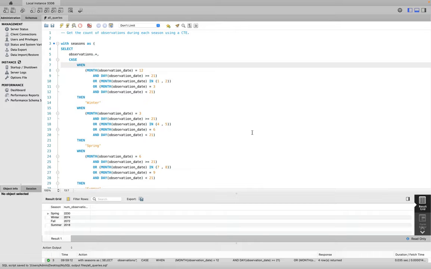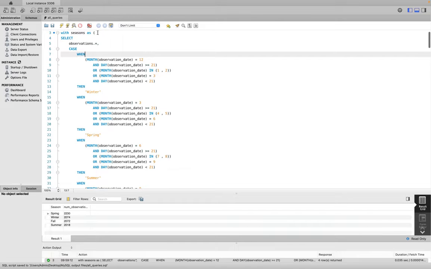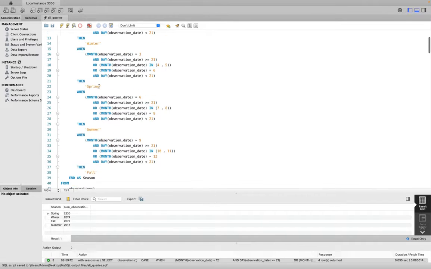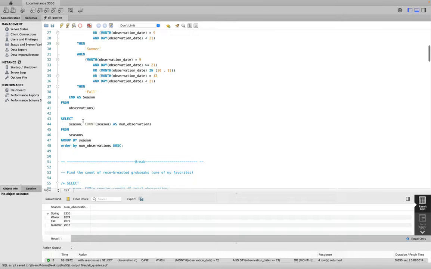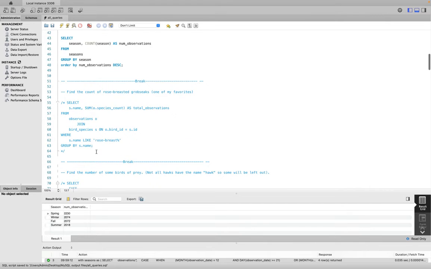Alright, so we have our list of queries here, and the first query is to get the count of observations during each season using a CTE, and the CTE is included within these parentheses right here. Of course, fall, winter, spring, summer. And then we select the season, the count of season, and that's how we get the output down here.